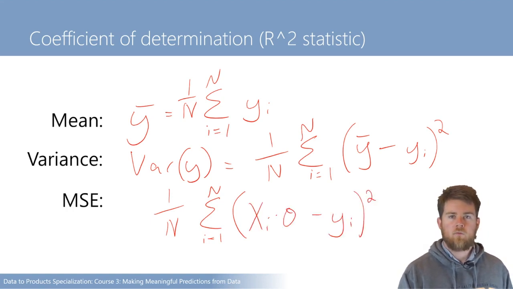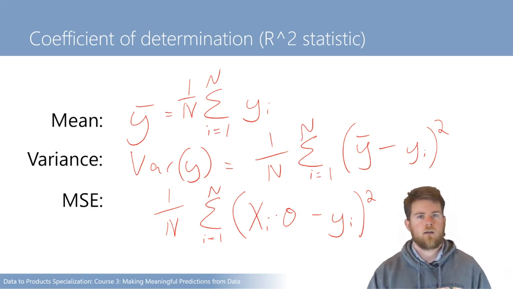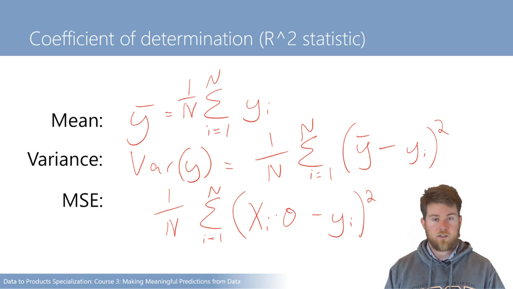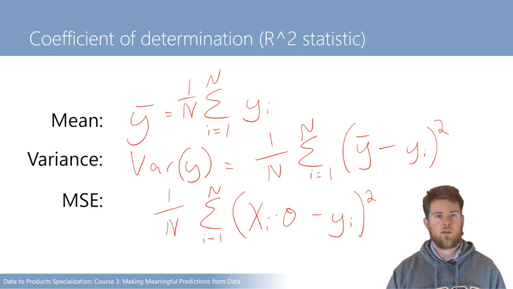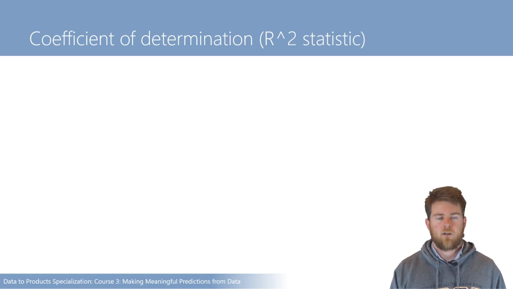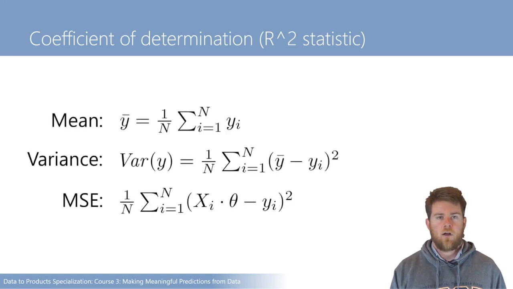So already you might start to see this relationship between the mean squared error and the variance. The second and third equations here look very similar to each other. The only difference is that in the second equation, I have this expression y bar, or the average value, and in the third equation, I have the prediction of the model, x_i dot theta. So that's the relationship between the mean squared error and the variance of my labels. Okay, so here's the same thing, just written down a little bit more neatly.